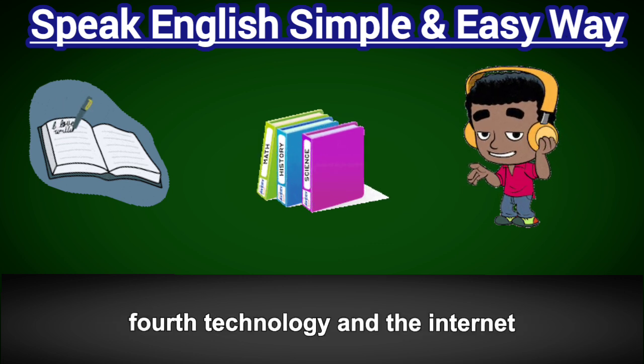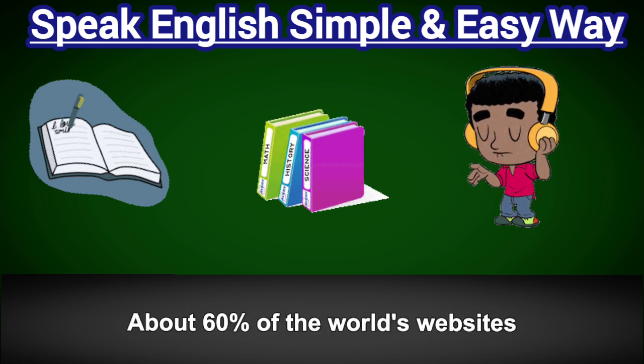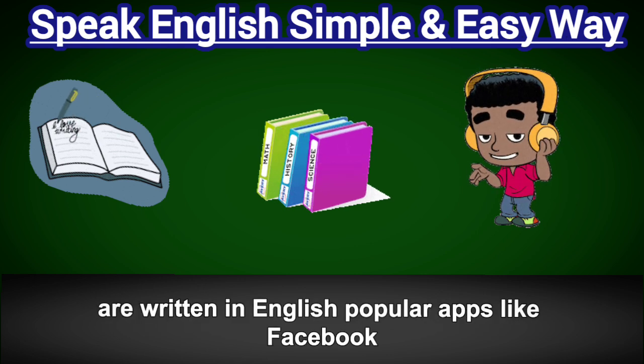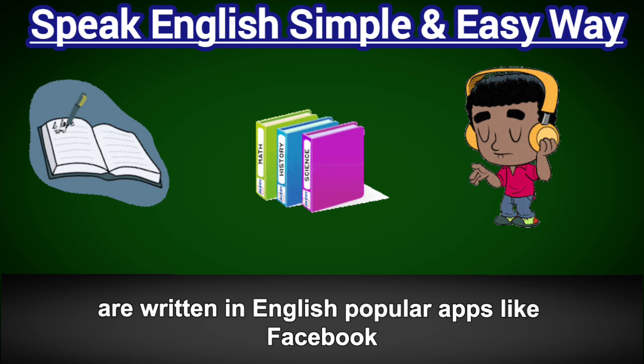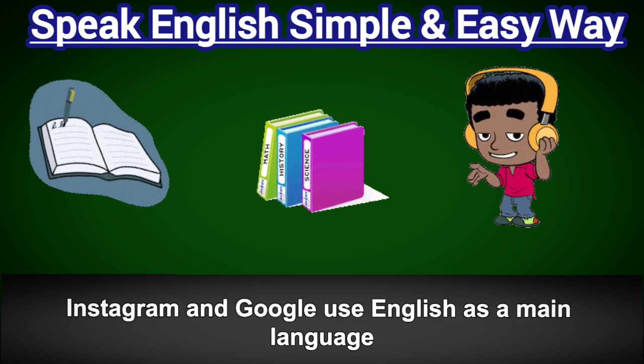Fourth, technology and the Internet. The Internet is mostly in English. About 60% of the world's websites are written in English. Popular apps like Facebook, Instagram, and Google use English as a main language.